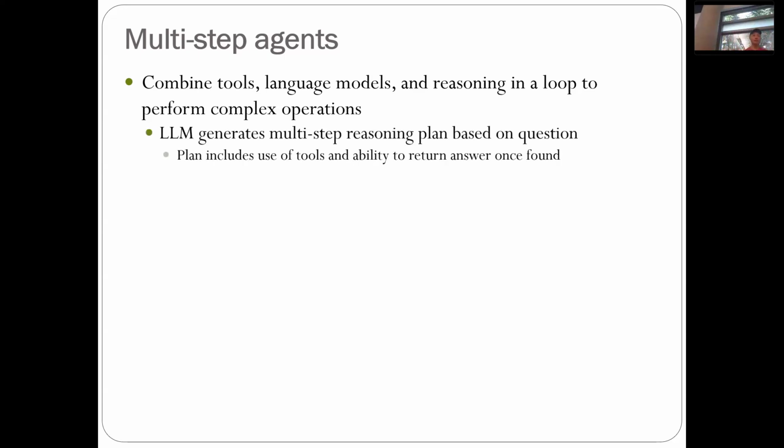The LLM gets the prompt and then generates a multi-step reasoning plan based on the user's question. The plan is going to include the use of tools and the ability to identify when the answer has been found and return that back to the user. So that's the planning. And then it's going to say, I'm going to propose the next step. Based on that plan, what do I first do? Which tool do I call? Or if I don't need a tool, I'll just generate the answer and return it, is the idea.